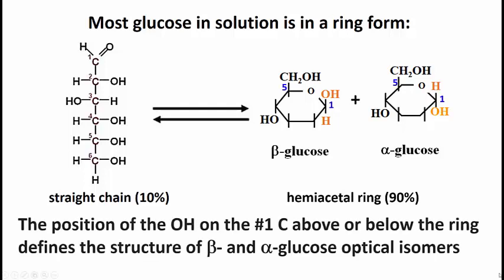A consequence of hemiacetal formation is that the hydroxide on the number 1 carbon can end up either above or below the plane of the ring, creating a racemic mixture of enantiomers of glucose called alpha and beta glucose. The alpha and beta glucose are present in equal proportions in a racemic mixture of hemiacetal glucose.